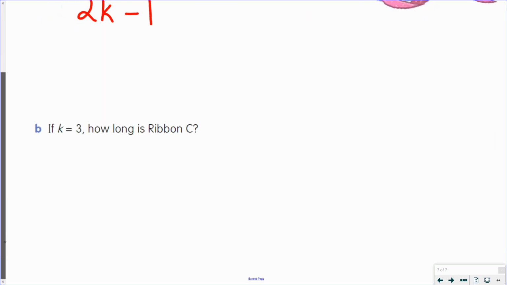So for part B, if K equals 3, how long is ribbon C? So 2 times 3 minus 1. 2 times 3 is 6. 6 minus 1 is 5. So we have a ribbon that is 5 meters long.